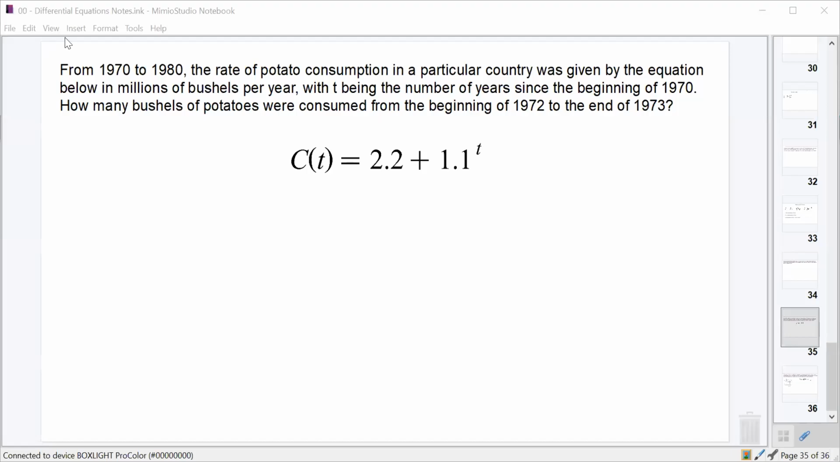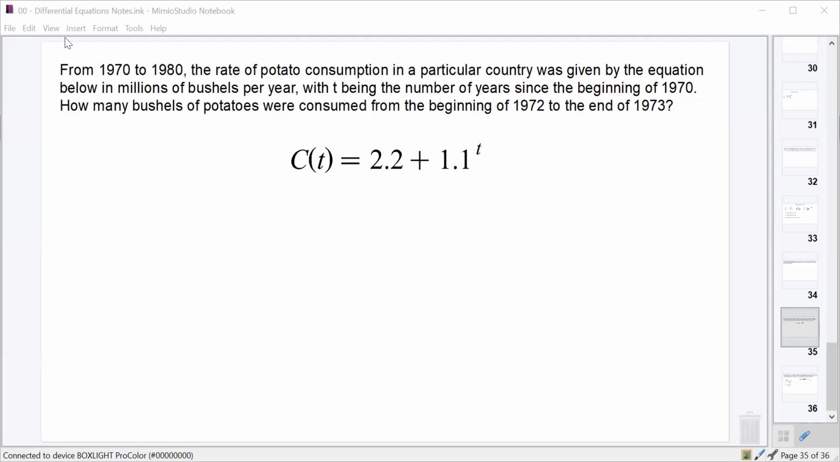Today is going to be our last little lecture in the differential equations unit. It doesn't quite fit in with the rest of what we're doing in this unit, but it is a little bit of an application to integration, a pretty simple and straightforward one. So we're going to start here. We're just going to do two problems.